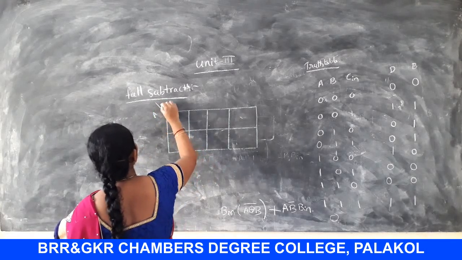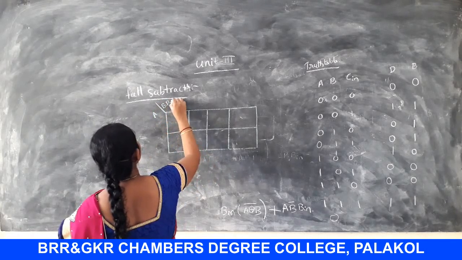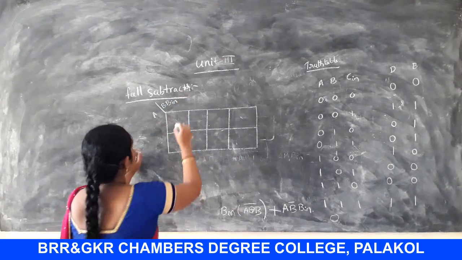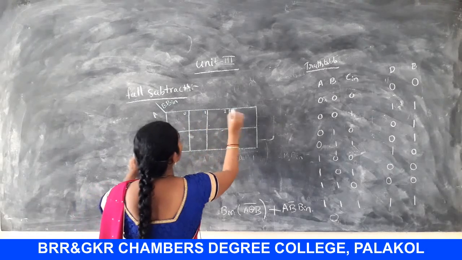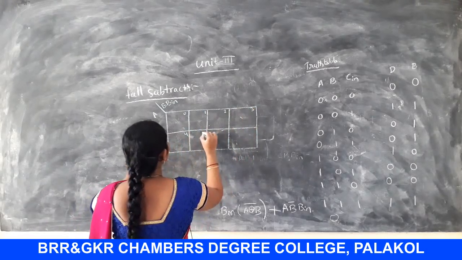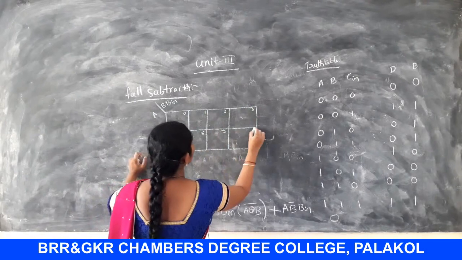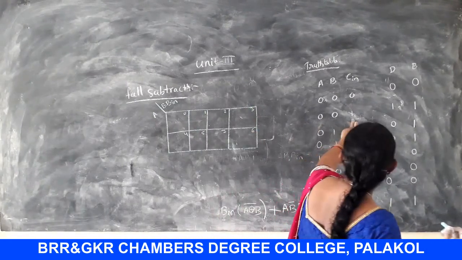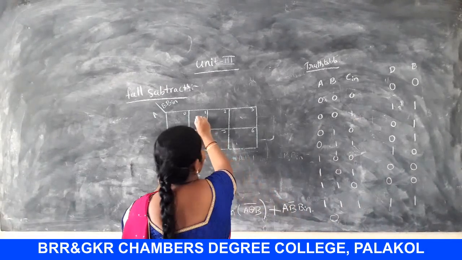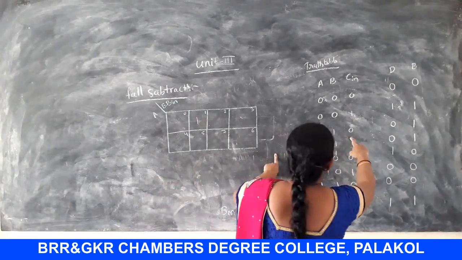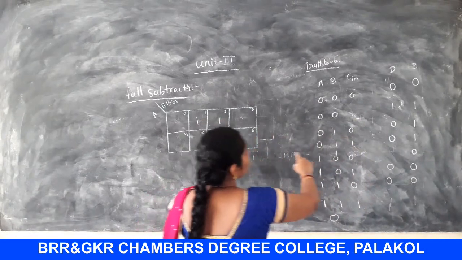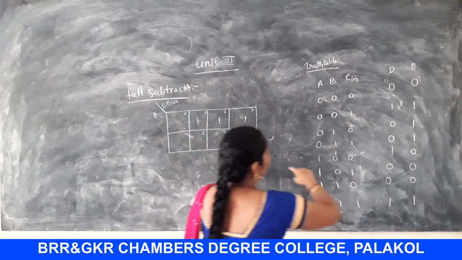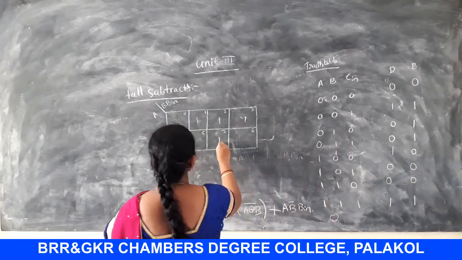So A, B, B in. Okay. So for this, 0, 1, 2, 3, 4, 5, 7 and 6. Okay. So for this is 1, next one is 2, next one is 3. Okay. So the next one is the 7.